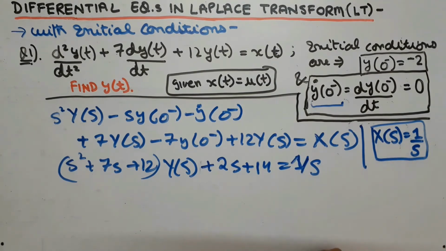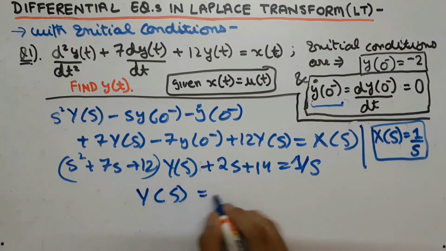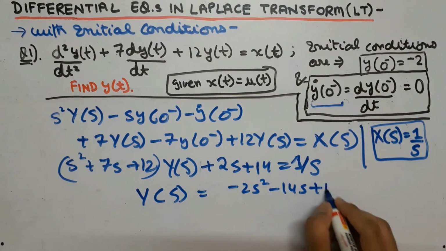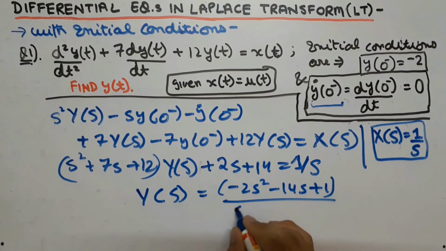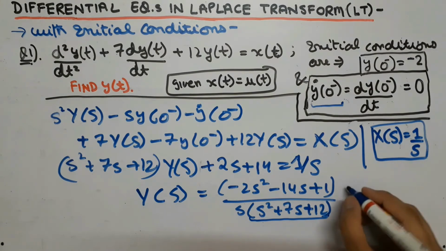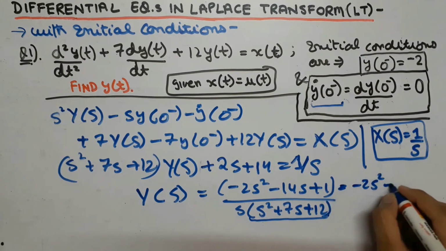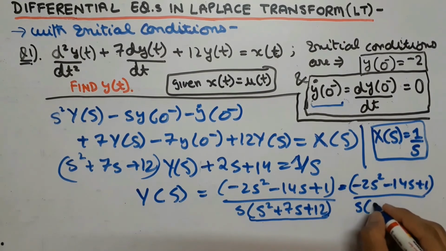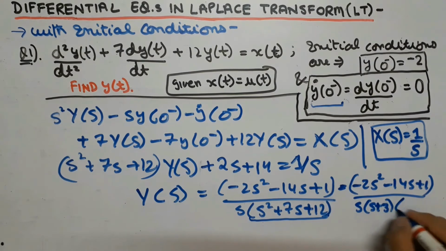Now we are going to find the value of Y(s). So on rearranging this, you will get Y(s) is equal to minus 2s square minus 14s plus 1 upon s into s square plus 7s plus 12. Now guys, we will further solve this part of the denominator, and we will get minus 2s square minus 14s plus 1 upon s into s plus 3 into s plus 4.